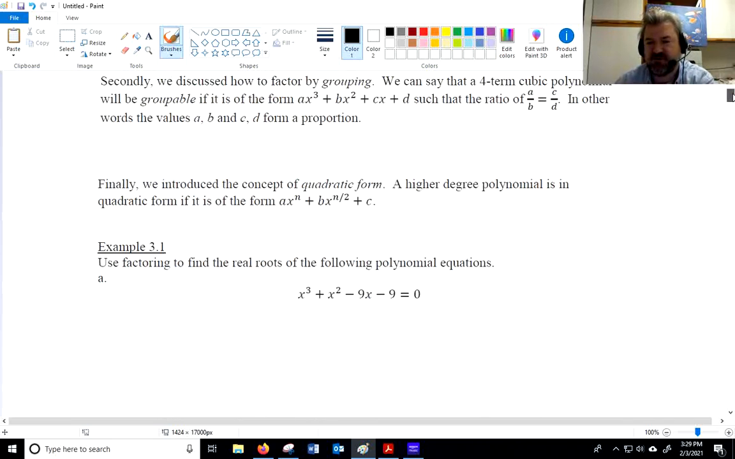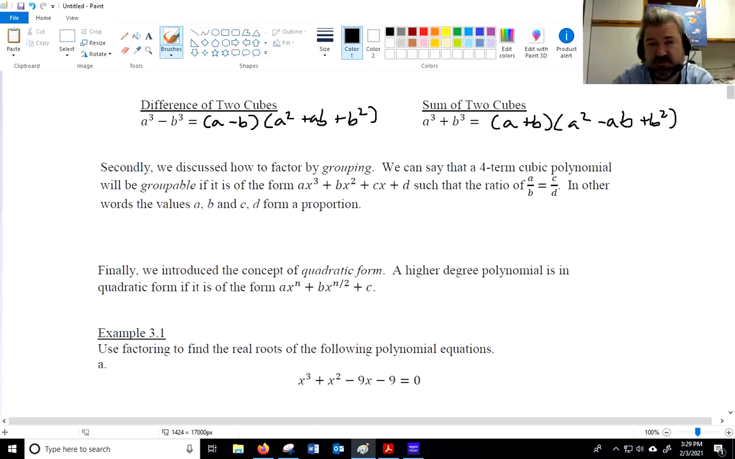We also discussed the art of factoring by grouping. The grouping technique is something that works for a lot of four-term cubic polynomials, the ones we'll see in these lessons here. We'll learn in a later lesson how to deal with when it can't be grouped. You can use factoring by grouping just in general whenever this to this is the same ratio as this to this. In other words, they would have the same fraction.